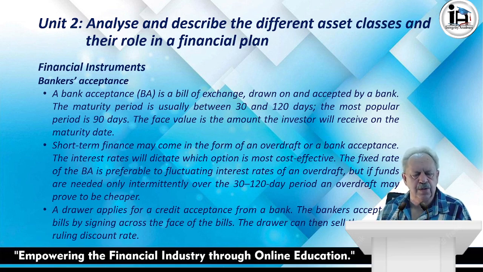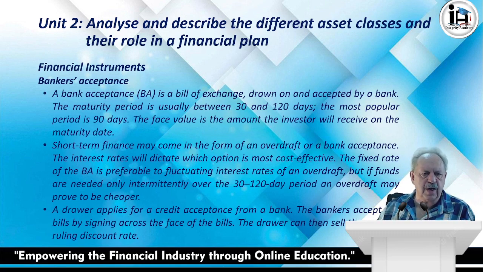Banker's acceptance. A banker's acceptance, or a BA, is a bill of exchange drawn on and accepted by a bank. The maturity period is usually between 30 and 120 days. The most popular period is 90 days. The face value is the amount the investor will receive on the maturity date.